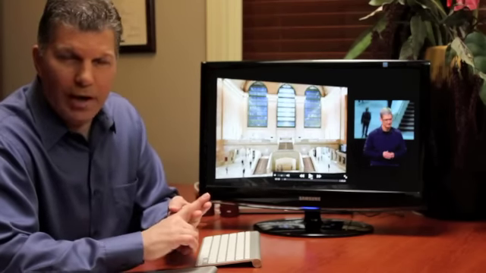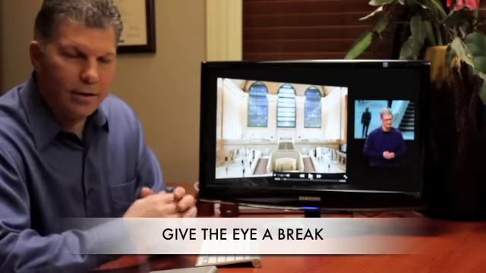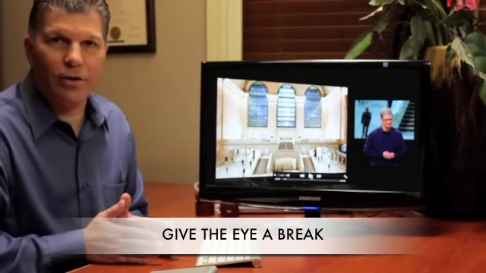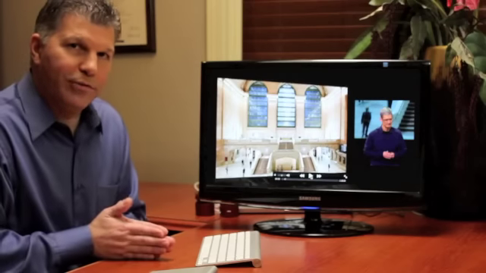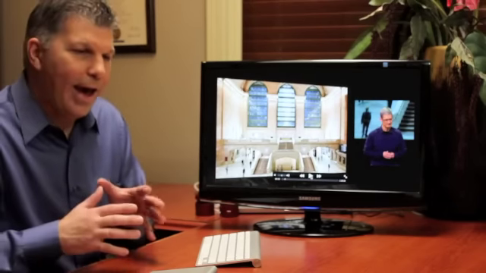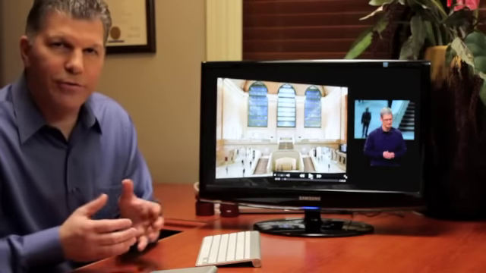The second takeaway, give the eye a break. Don't have two slides that look exactly alike and then add a third slide that looks the same. Give the eye a break. Add images, photographs, tell stories.